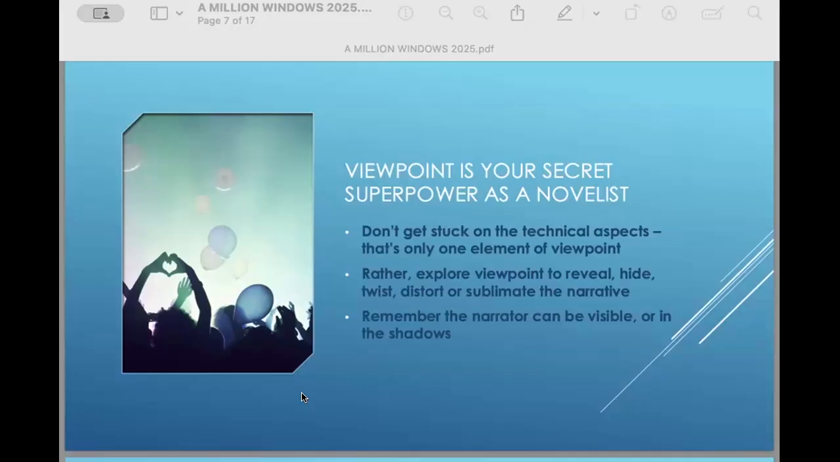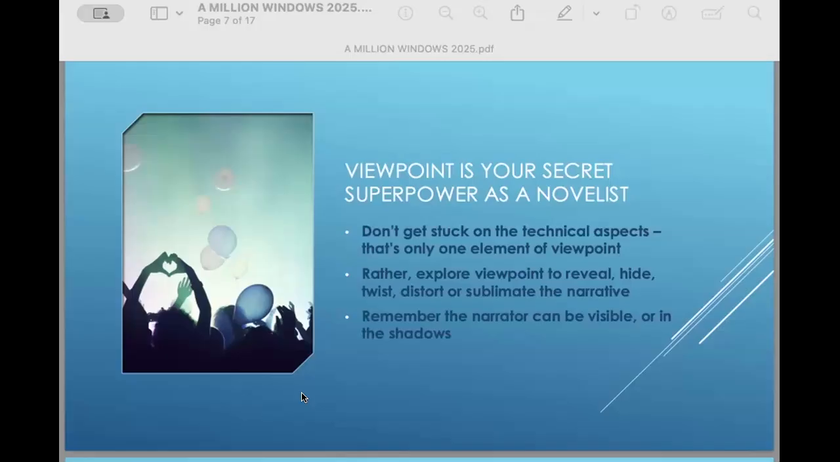So don't get too hung up on the technical aspects of it, because really that's just one element of viewpoint. What you should be doing as a writer, and especially as a novelist, is exploring viewpoint. Like, what can it reveal? What can it hide? What can it twist? How can you use it to distort or even sublimate the narrative? As we've seen, the narrator can be visible, it might be easily identifiable, or is ambiguous in the shadows, and we might never know who this narrator is.